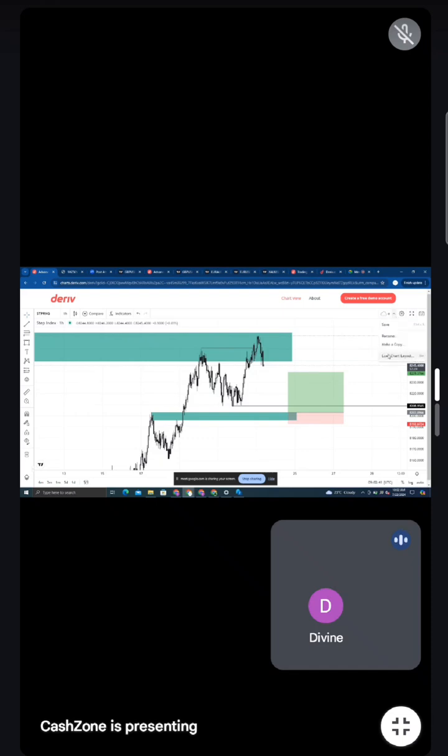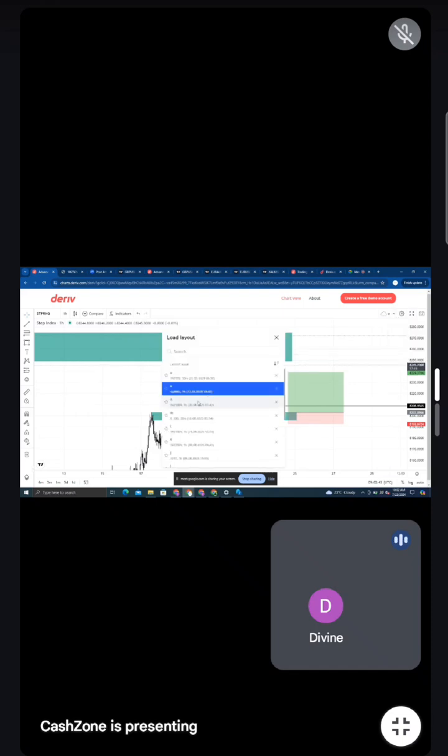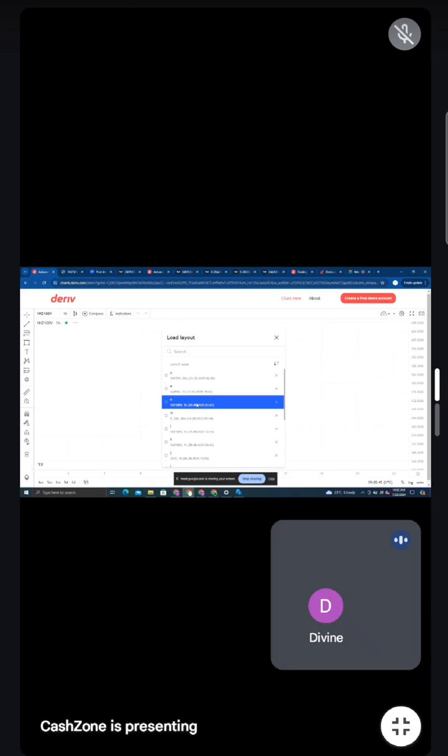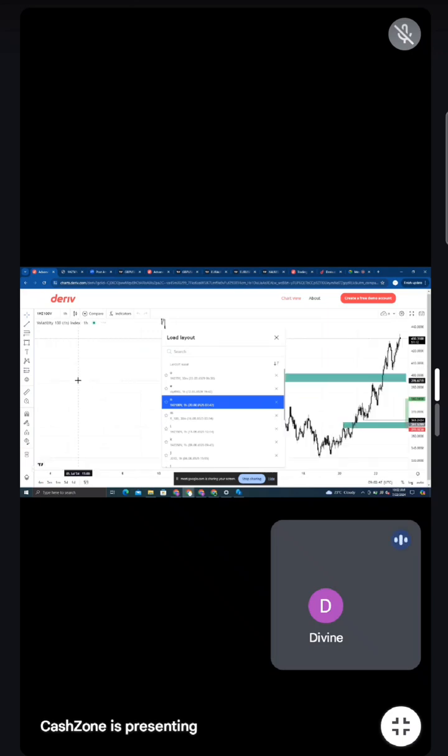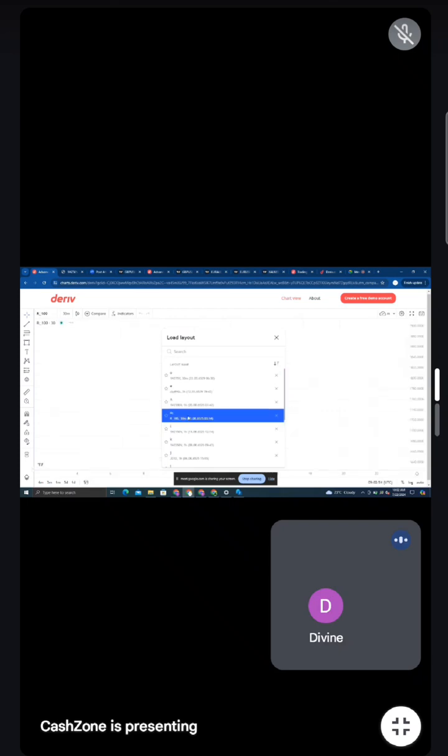Why am I even showing you this? So I don't make the mistake again. Please let this one not confuse you. Just stick to what I taught. Okay, this one is not a clean entry model. Let me show you another one.